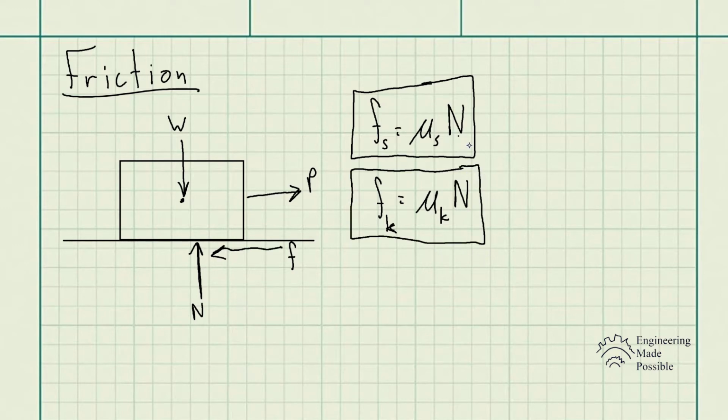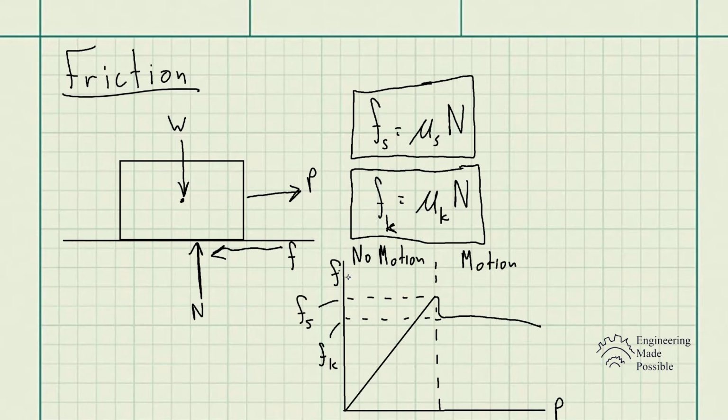Now the difference is that you use static friction when there is no motion in the object. That means the object is stationary, or static. However, if there is motion, you're going to have to use the kinetic friction formula. The only difference here is between the coefficients: the coefficient of static friction and the coefficient of kinetic friction. And I think it's a lot easier to explain this with a graph.